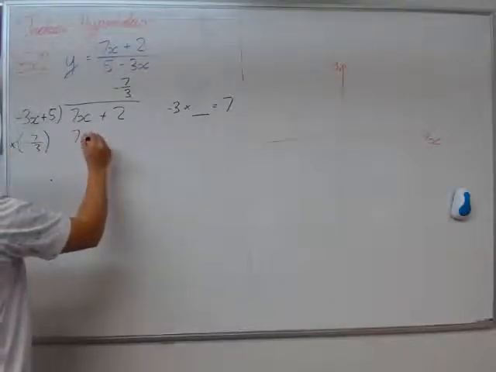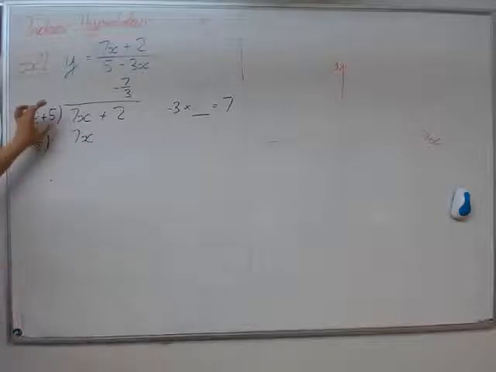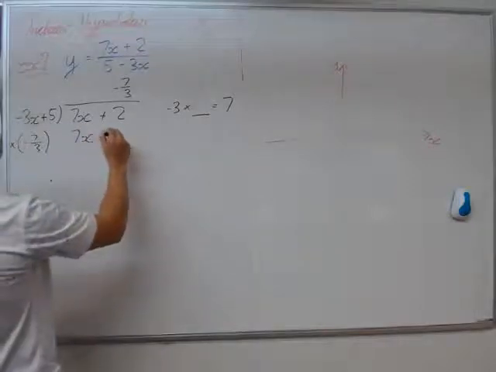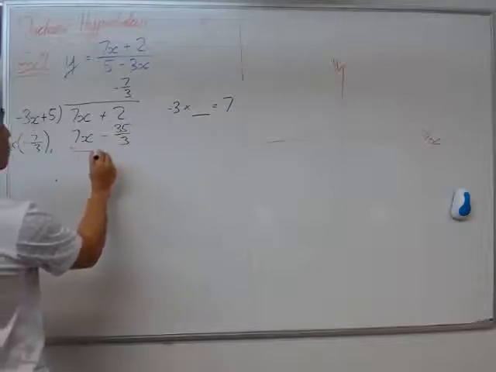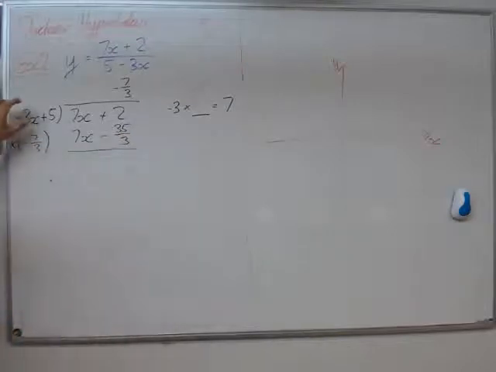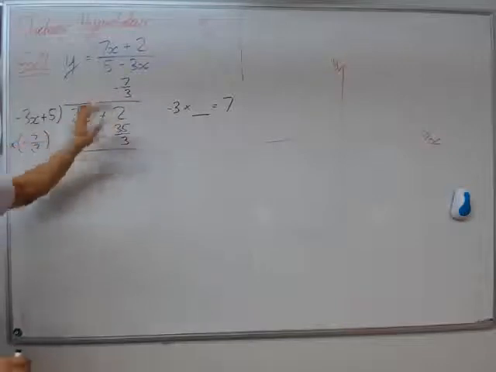And we have 7x here. Since we multiplied through by negative 7 on 3, we need to multiply this positive 5 by the same amount. So we're going to get negative 35 on 3. And of course, you can see that this one isn't a perfect factor of 7x plus 2. So we can find the remainder here.